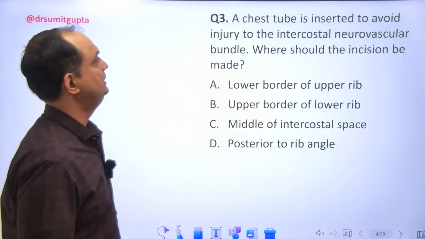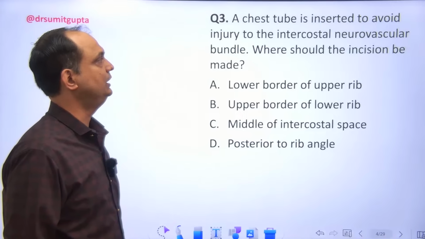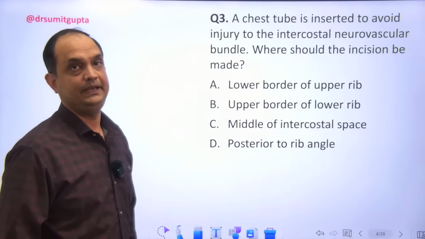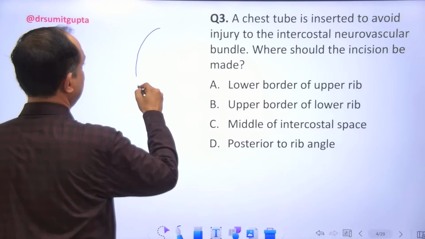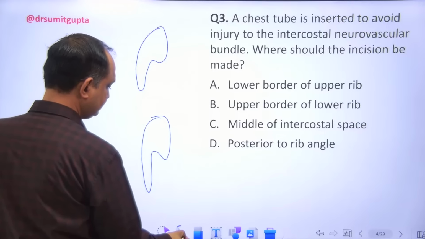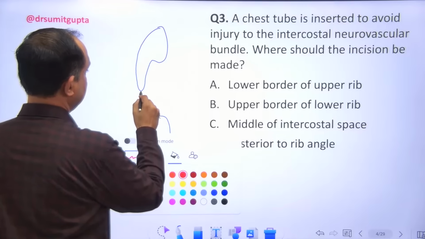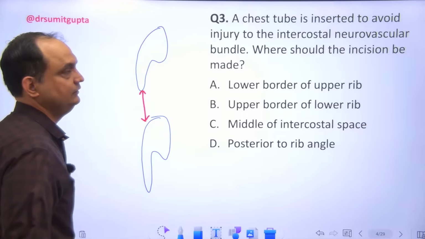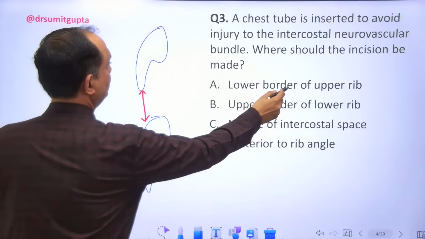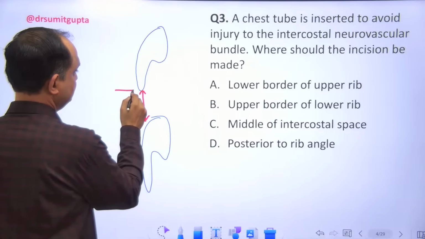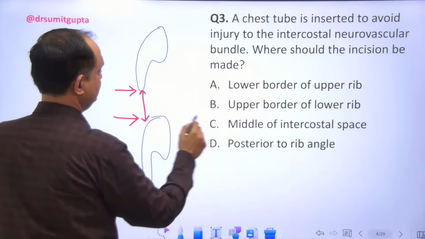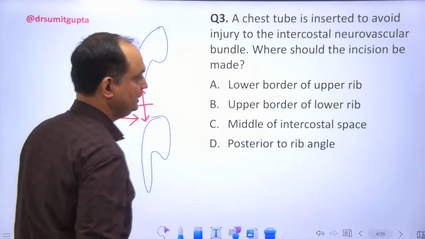Now the next question is, a chest tube is inserted; to avoid injury to the intercostal neurovascular bundle, where should the incision be made? That means when you have two adjacent ribs, this is one rib, then this is the other rib. Now in between the two adjacent ribs, this is the space which is known as the intercostal space. And when you are putting a needle, where should you put it? Lower border of upper rib, that means this point. Upper border of lower rib, that means this point. Middle of the space and posterior to the rib angle.